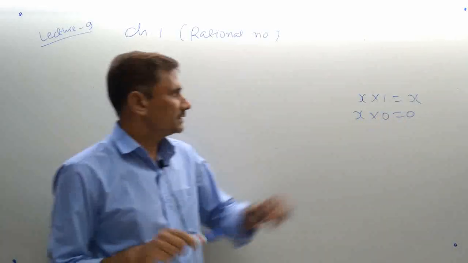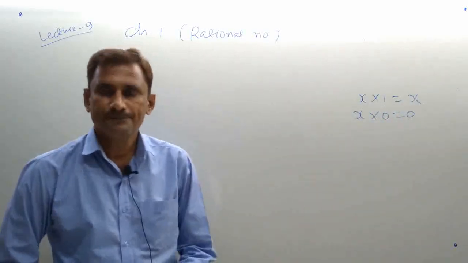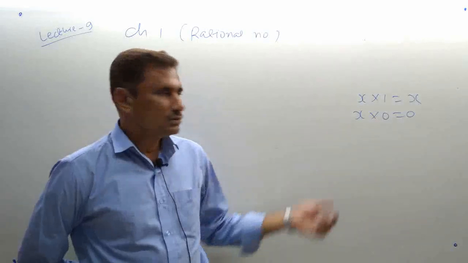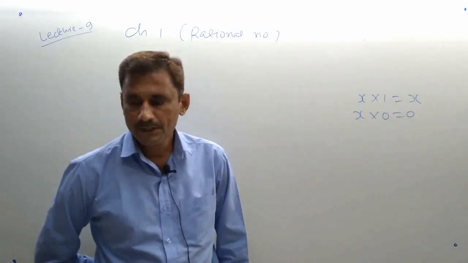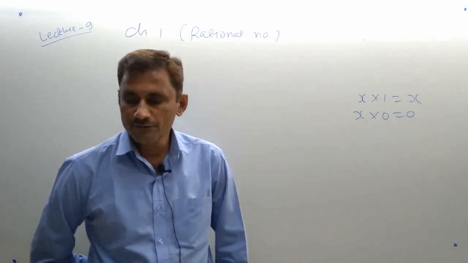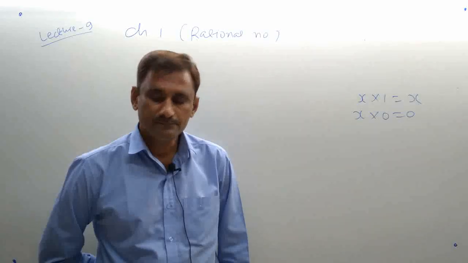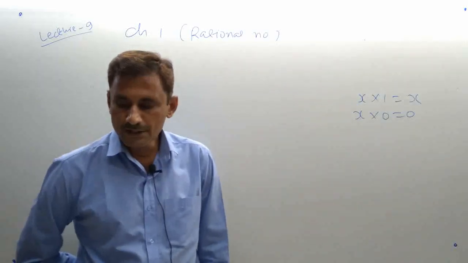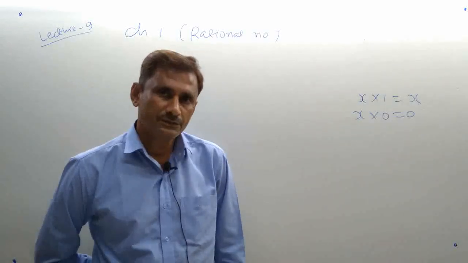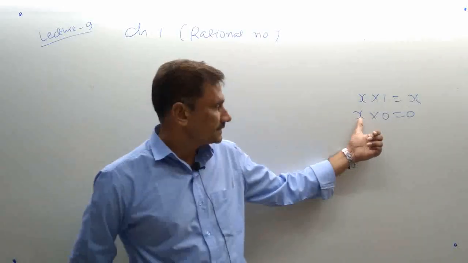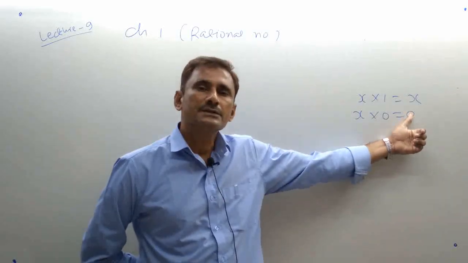So product with 1 itself. Product with 0, 0 only. Okay, so look at 4 and 5 together. The product of any rational number with 1 is the rational number itself. Next, any rational number when multiplied by 0 gives product as 0. Any rational number multiplied with 0 gives answer 0.